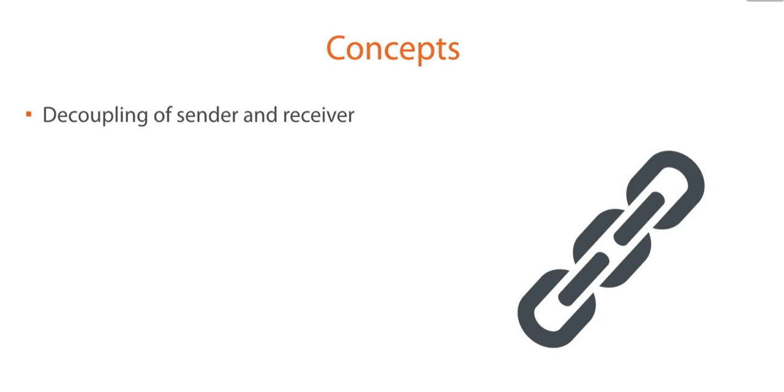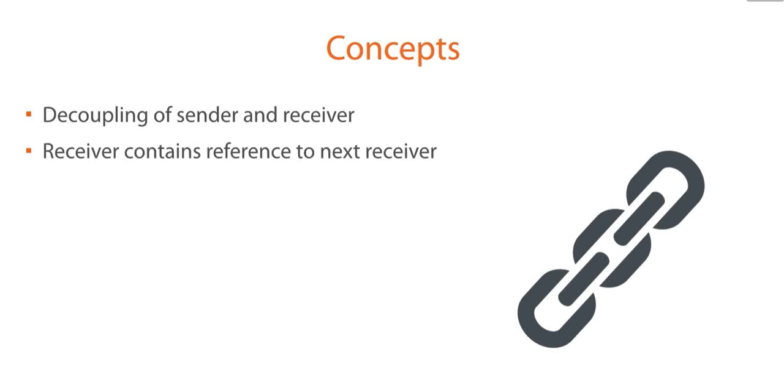When using the chain, the receiver should also contain a reference to the next receiver or the successor. This is an important part when choosing and implementing this pattern. It doesn't know the whole hierarchy, but it does know who's next in line.